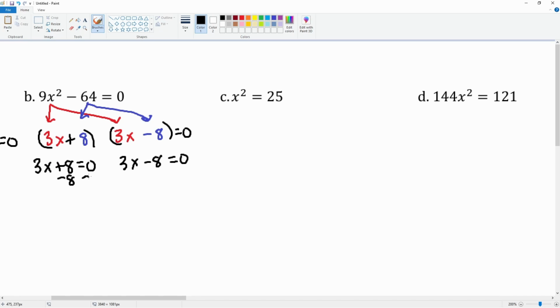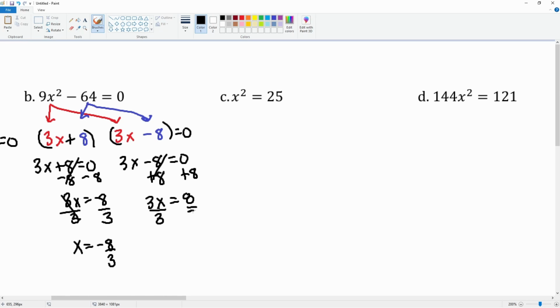You're going to subtract 8 to both sides. This cancels. 3x is equal to negative 8. Then divide by 3 to both sides. 3 over 3 cancels. X is equal to negative 8 over 3. Here you have 3x minus 8. So we're going to add 8 to both sides. This cancels. 3x is equal to 8. Then divide by 3. Divide by 3. 3 over 3 cancels. X is equal to 8 over 3.